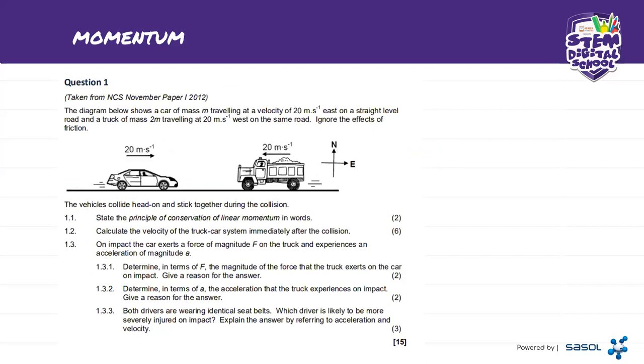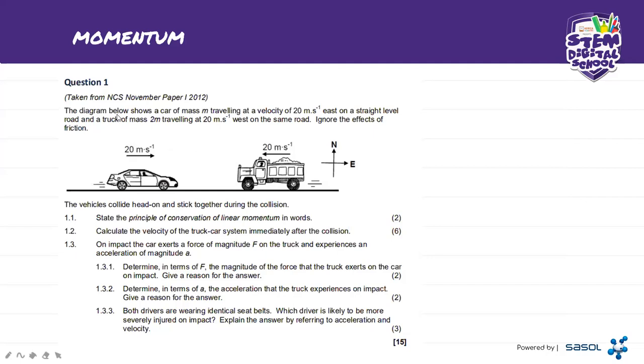It says here, the diagram below shows a car of mass m traveling at a velocity of 20 meters per second. So here's our first car. It's traveling at 20 meters per second east on the straight level road. So there is no friction from the ground, for example, humps, etc. So it's traveling on a smooth road, and a truck of a mass of 2m traveling at 20 meters per second. So just by looking at these two, this one is a large truck and this one is a small car.